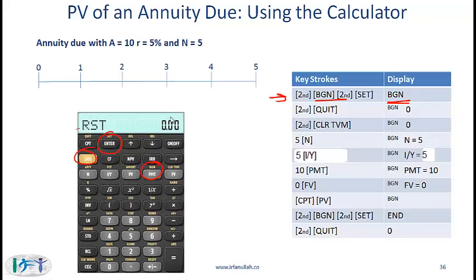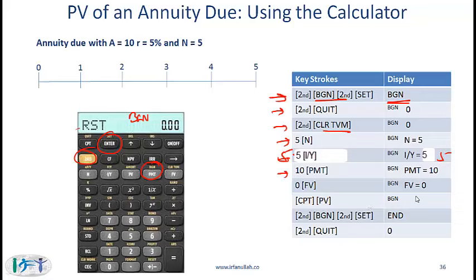So notice when you do this on the calculator, it will then say begin here on your screen. This means that the calculator will now assume that any cash flow that you enter is really happening at the start of each period. Second quit, to simply put the calculator back into standard mode. You clear the time value of money, and then 5 N, so we are saying that we have 5 periods. The interest rate is 5, the payment is 10, future value is 0, and then you compute the present value.